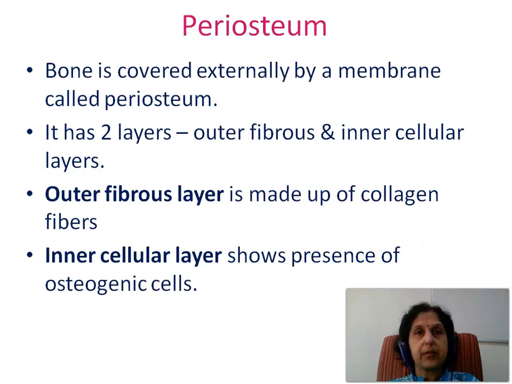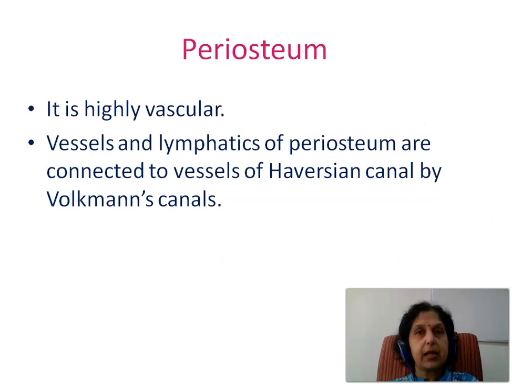Periosteum. Bone is covered externally by a membrane called periosteum. It has two layers, outer fibrous and inner cellular layers. Outer fibrous layer is made up of collagen fibers. Inner cellular layer shows presence of osteogenic cells. It is highly vascular. Vessels and lymphatics of periosteum are connected to the vessels of Haversian canal by the Folkman's canals.